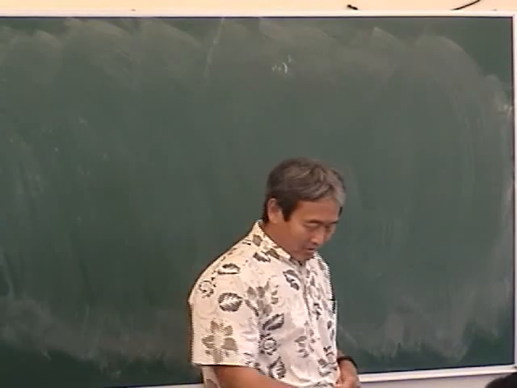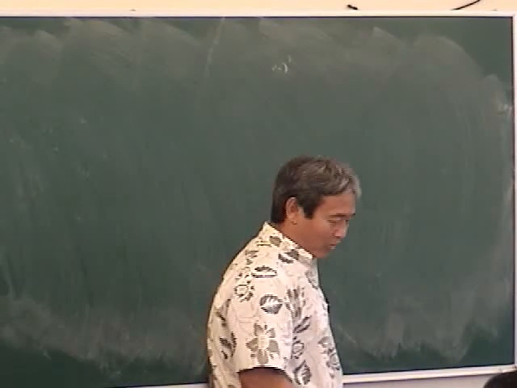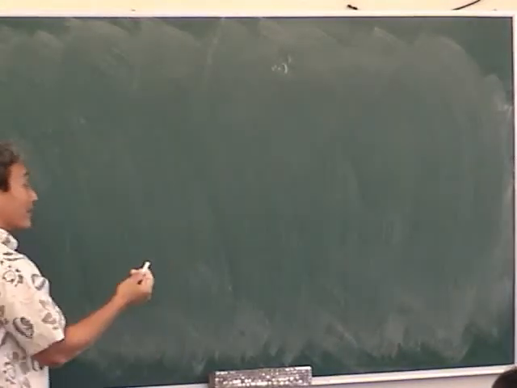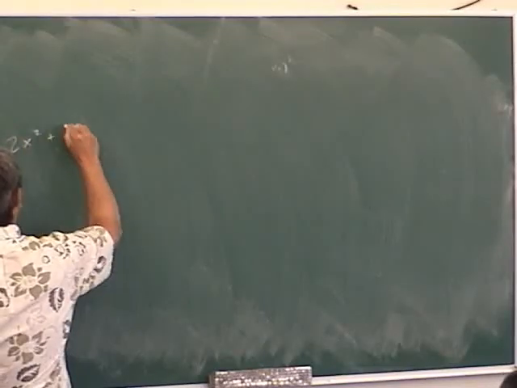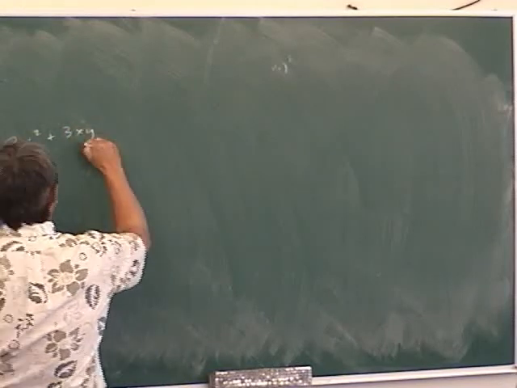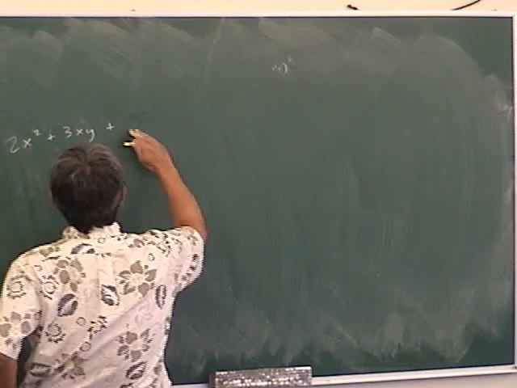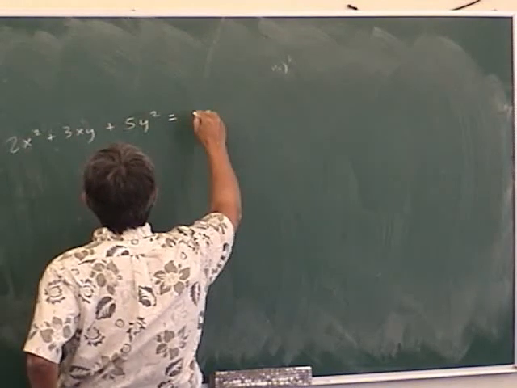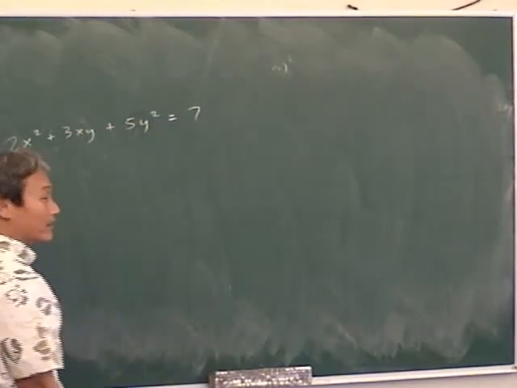Okay, and then also, wait, one more thing. I saw one more thing on the homework. Oh, okay, here we go. You have to be able to graph things that are not functions on your calculator. So here, something like this: 2x squared plus 3xy plus 5y squared equals, give me a single digit number. 7. Graph this on your calculator.